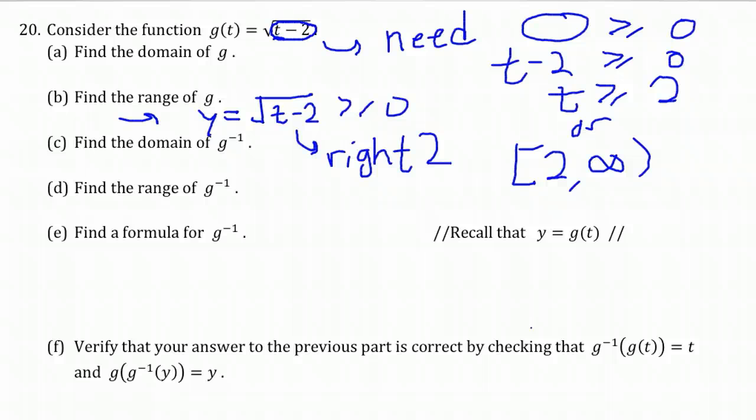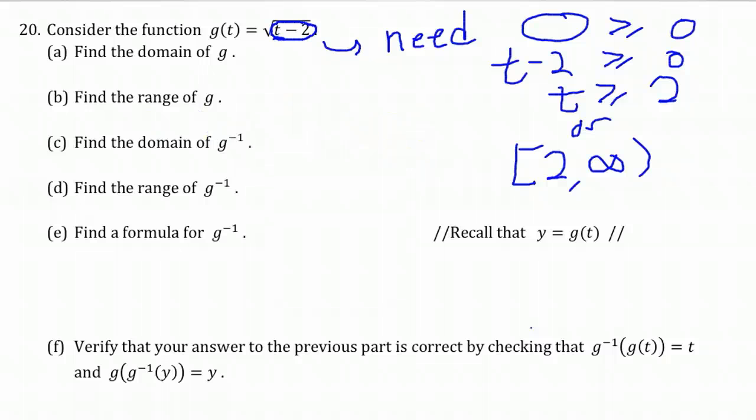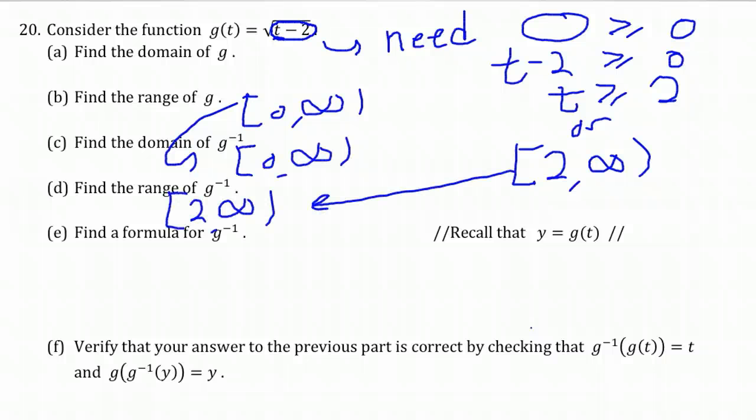Now we want to look at the domain of g inverse. The domain of g inverse is the same as the range of g. We looked at the range of g algebraically and graphically, and it is 0 to infinity. So the domain of g inverse is the same. We're sending the outputs back to the inputs. The range is the same as the domain of the original function, which was 2 to infinity.